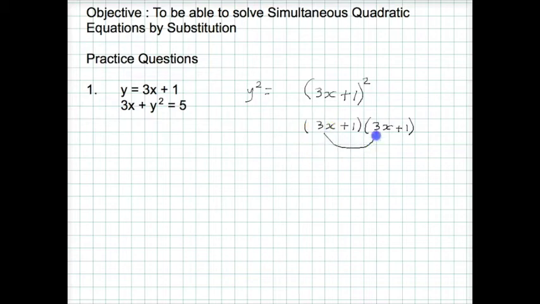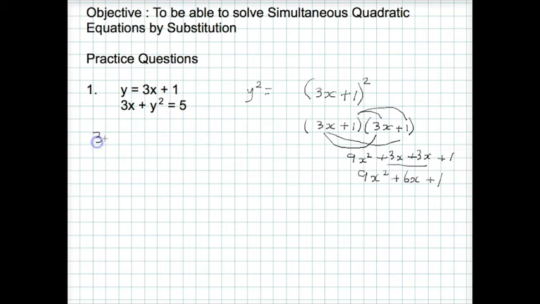Let's do that together. 3x times 3x is 9x squared. 3x times 1 is just 3x. Then 1 times 3x is 3x. And 1 times 1 is just 1. If we group these two together, we get 9x squared plus 6x plus 1. This now takes the place of this term here.